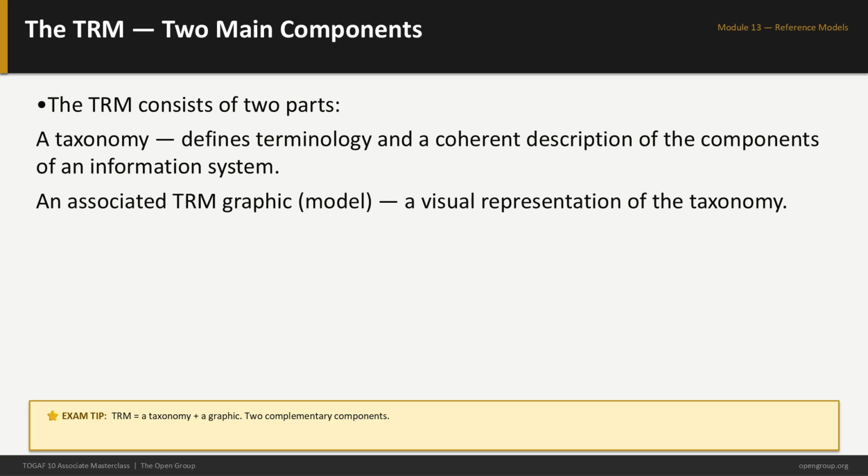The TRM itself is made of two main components. The first is a taxonomy, which defines the terminology and provides a coherent description of the components and conceptual structure of an information system. The second is an associated TRM graphic, a visual model that represents the taxonomy in picture form. So the TRM is a taxonomy plus a graphic, the words and the picture, working together. It's a small but precise fact that the exam can ask about. If a question lists the components of the TRM, the answer is its taxonomy and its associated graphic. Two complementary pieces, one reference model.